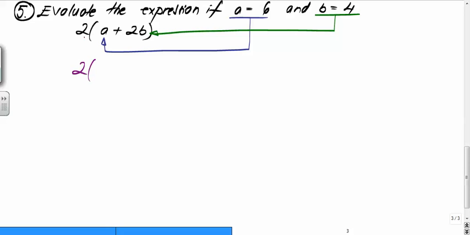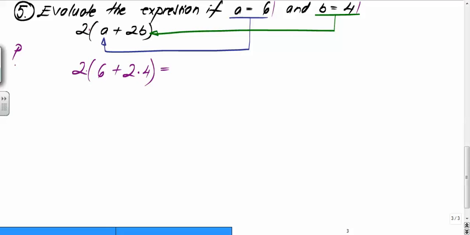Will be 2 times, nothing changes, 2 is 2, right? Parentheses, a, what is a? A is 6, right? Will be 6 plus 2 times b, but my b is 4. 2 times 4. Now, to find the value of your expression, you have to follow your order of operations.